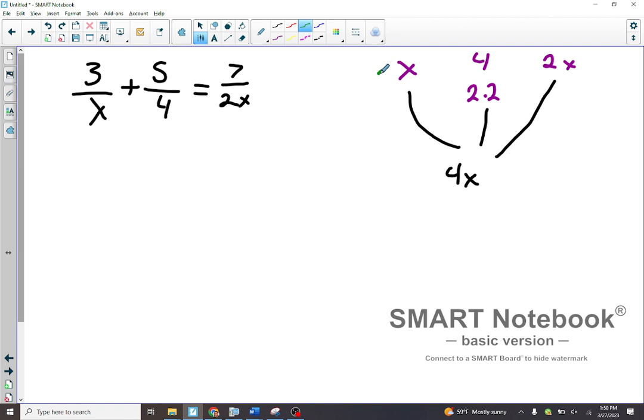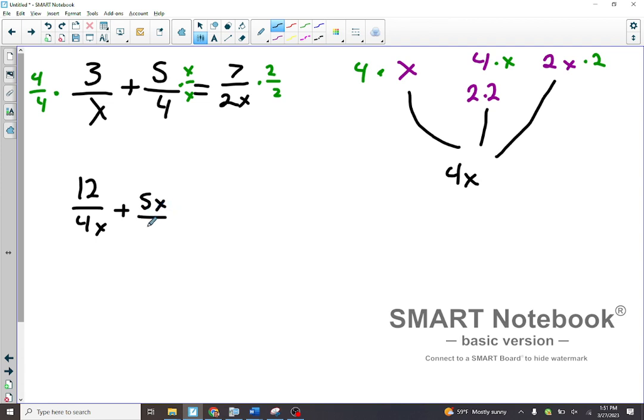Which means the first thing is missing a 4. This thing is missing an x. And this thing is missing a 2. It already has an x, it already has a 2, it just needs another 2. So I'm multiplying this one by 4 over 4, this one by x over x, and this one by 2 over 2. Which means I have 12 over 4x plus 5x over 4x equals 14 over 4x.